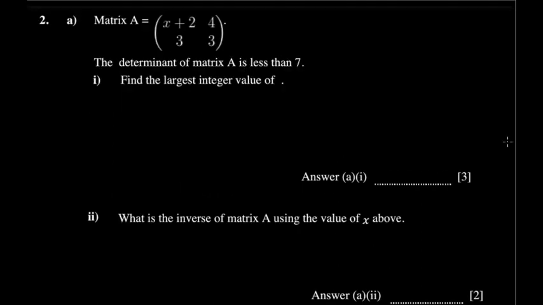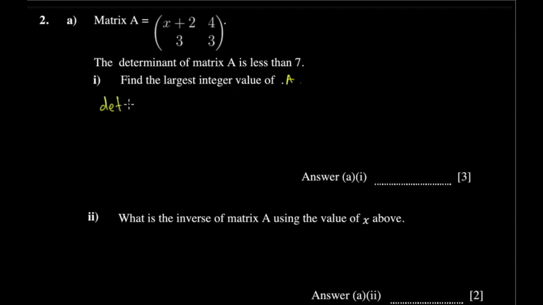Next question says, you have this matrix. So this is one cell here, one cell, one cell, one cell, and you're asked to determine that the determinant of the matrix A is less than 7. You're asked to find the largest value of x. It was supposed to be the largest value of x. So how do you do it? Just do the same way that you do to find the determinant.